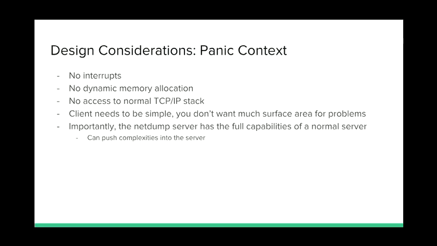So the design. The NetDump client code has to run in panic context, which means you don't get all the goodies that you normally have. You don't have interrupts, so you have to poll your NIC. You don't have dynamic memory allocation, so you have to use that reserved segment I was talking about before. You have no access to the normal TCP/IP stacks, so you have to use your own.